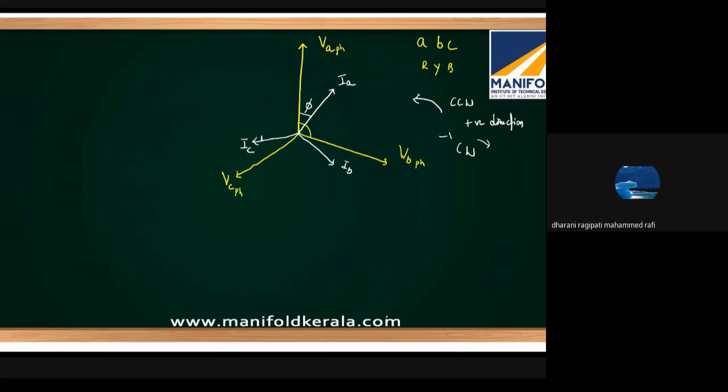Understand? Negative direction is clockwise. So when current is lagging voltage, you have to write the lag towards the clockwise direction. Now here IA is lagging VA by an angle phi. Similarly, IB is lagging VB by an angle phi, like that.